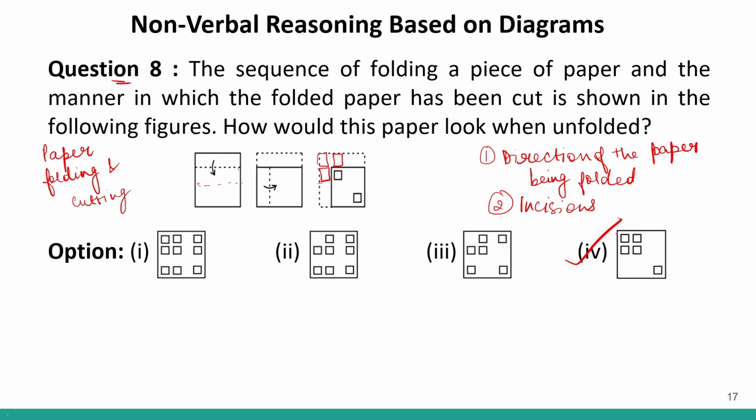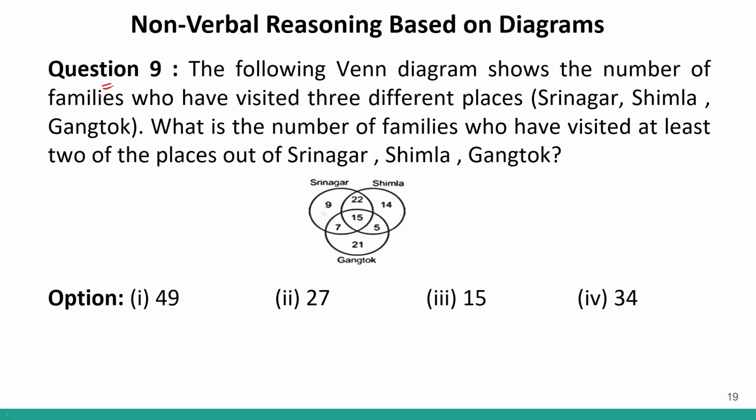Clear? Now, question number 9, again a question of Venn diagram. In the Venn diagram, we are given 3 circles over here. This represents the number of families who have visited 3 different places: Srinagar, Shimla and Gangtok. These are the number of families. We have to find the number of families who have visited at least 2 places out of Srinagar, Shimla and Gangtok. So at least 2 means either 2 or 3 places. At least means at least 2, but we have to find the number which has also visited 3 places.